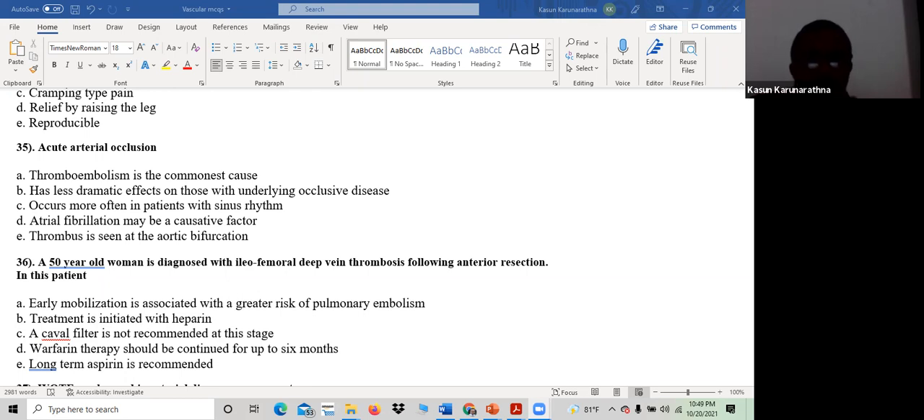The two pathologies are thrombosis and embolism. Correlates. If I had true, yes. Embolism cornerstones.